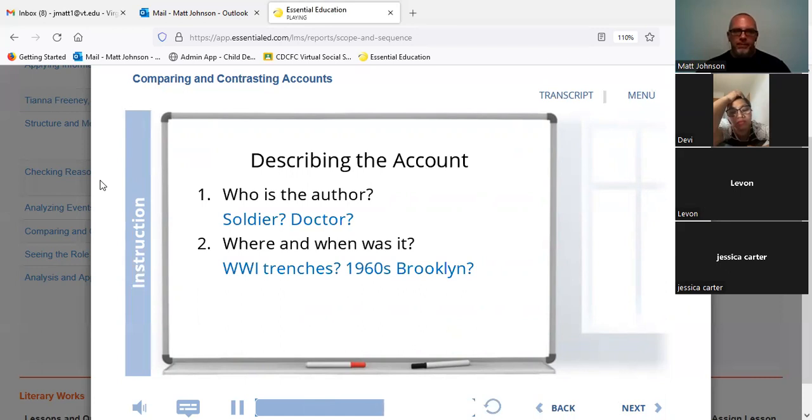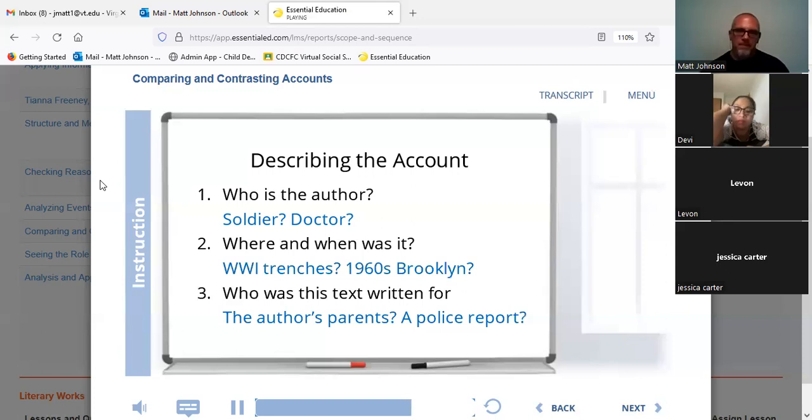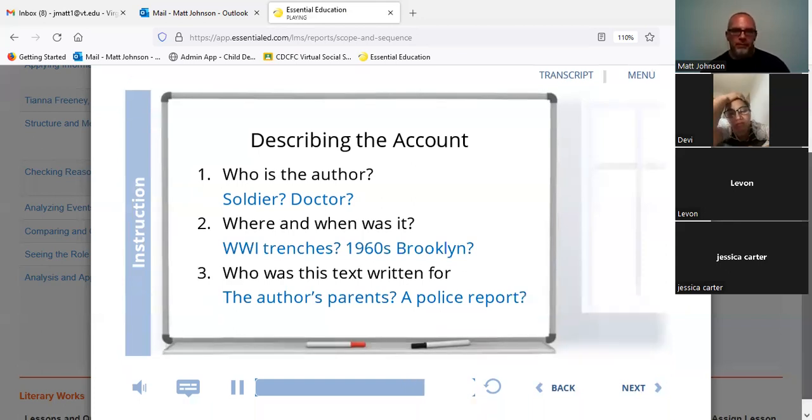Last but not least, you need to ask yourself, who was this text written for? Is the account written to the author's parents? Is it a police report? An account's expected audience can have a huge impact on how the account is written. If I were to write a letter to my parents, it would probably sound very different than if I wrote a statement to the police. The audience wouldn't be the same.